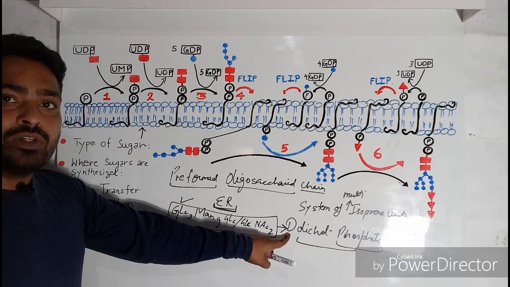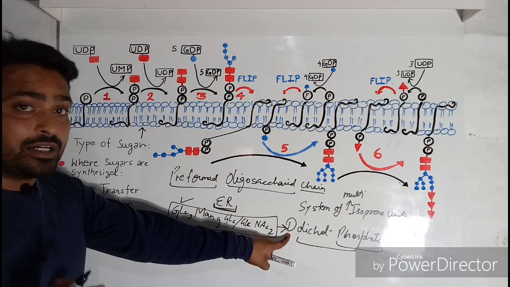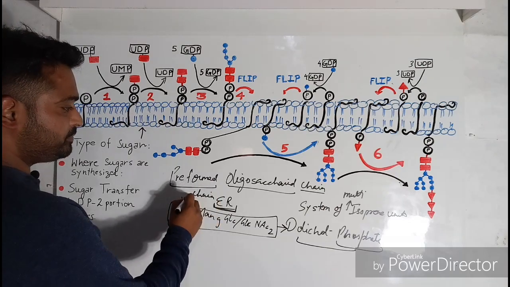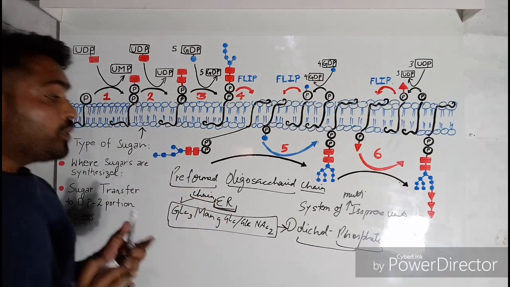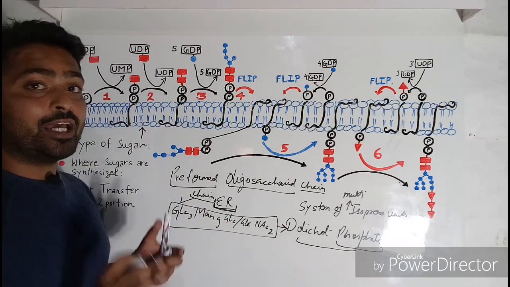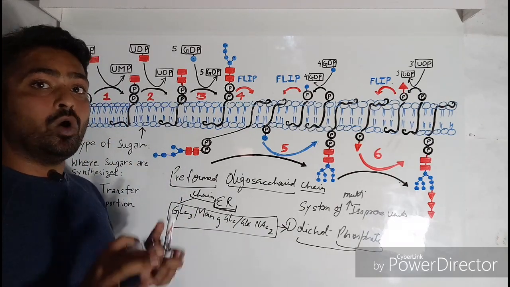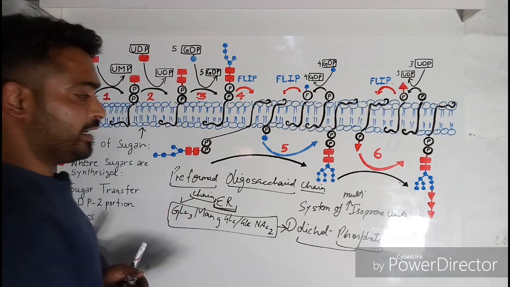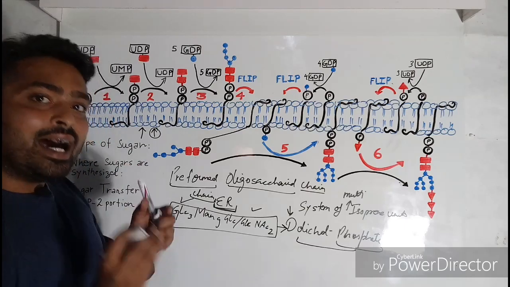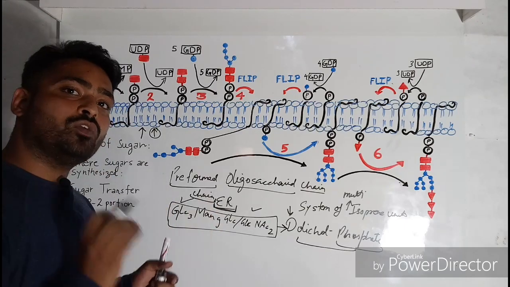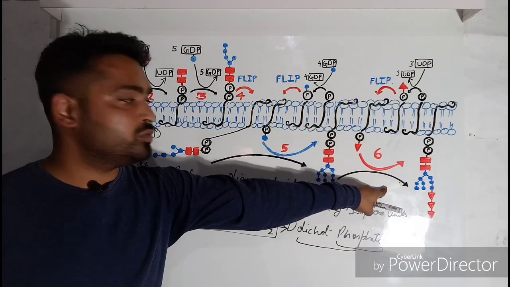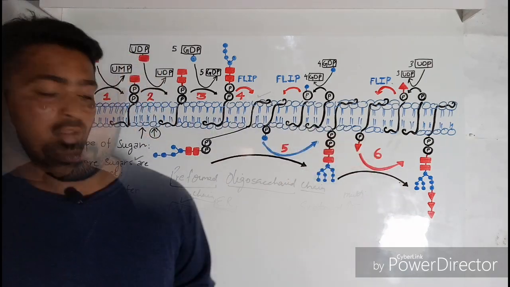Actually, this Dolichol phosphate serves as an anchor for this chain of oligosaccharide, because these sugars cannot simply be put in the ER on their own, so they need an anchor, and that anchor is Dolichol phosphate. The sugars are added to the Dolichol phosphate one by one before they are actually transferred to the protein.